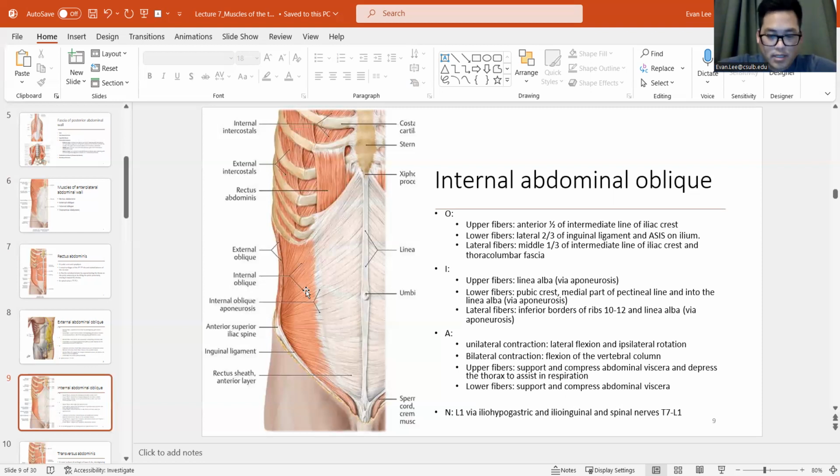Now, in this case, we have a couple of nerves which might sound familiar. So you have L1, which is going to have contributions from the iliohypogastric and ilioinguinal, and then also the spinal nerves T7 to L1. So if you remember the lumbar plexus, that's where you have the iliohypogastric and the ilioinguinal nerves.